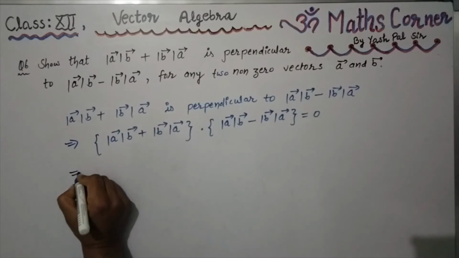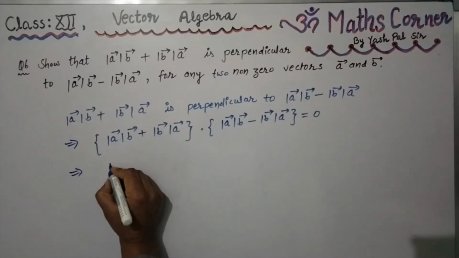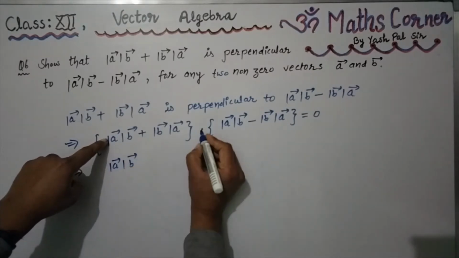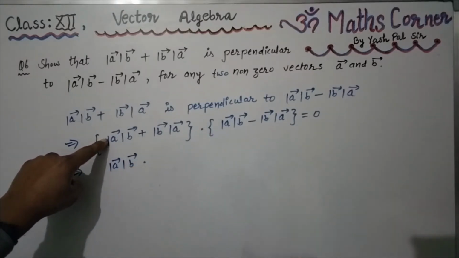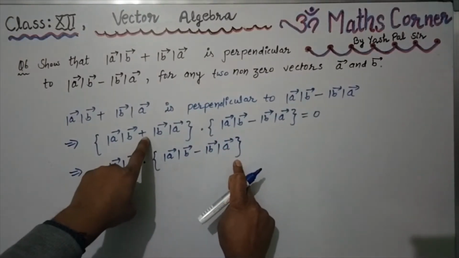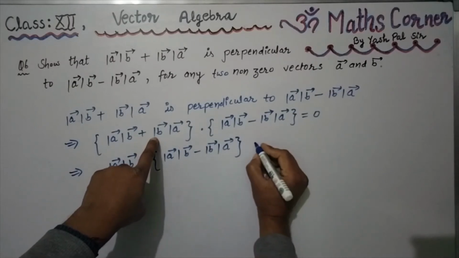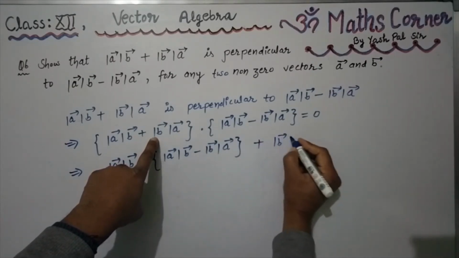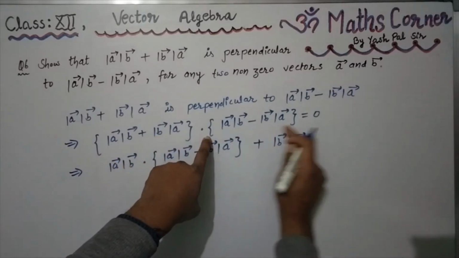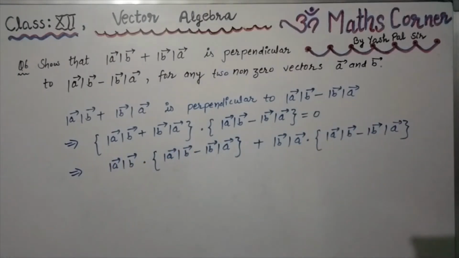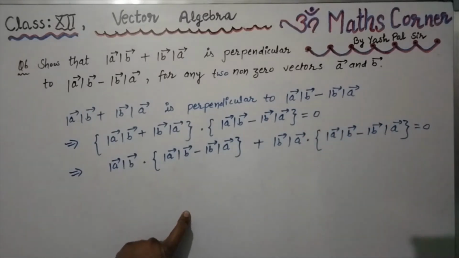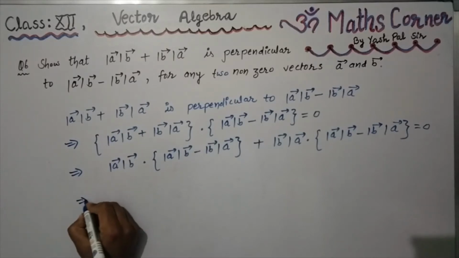Now we shall prove this. First of all, taking the first element, that is magnitude of vector A into vector B, now dot the whole bracket, this whole second bracket is written here. Now next, this second element, plus magnitude of vector B into A, again dot product the whole bracket is here, right? Now this is equal to 0.